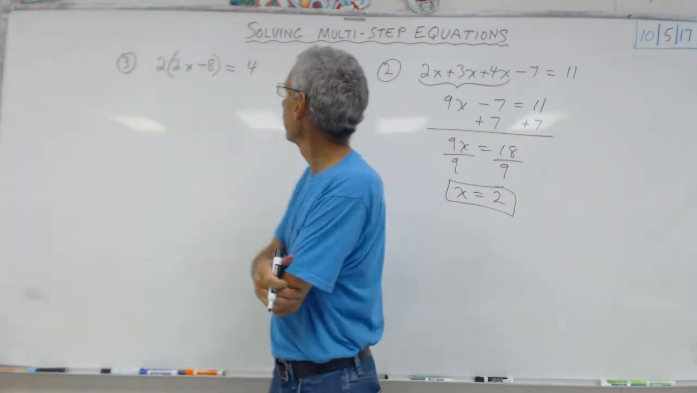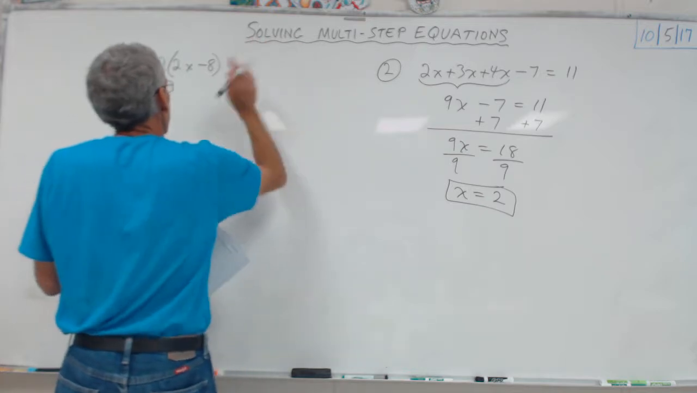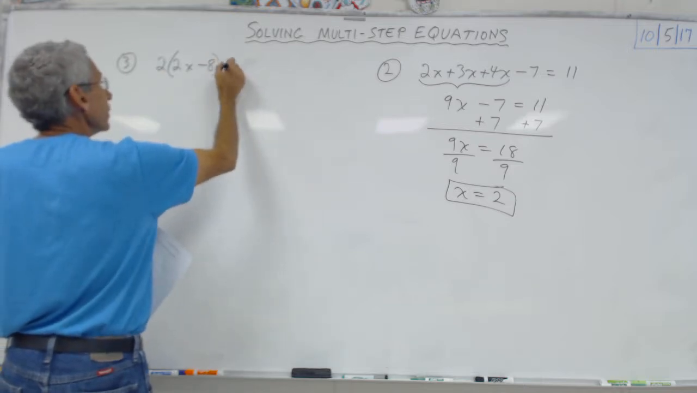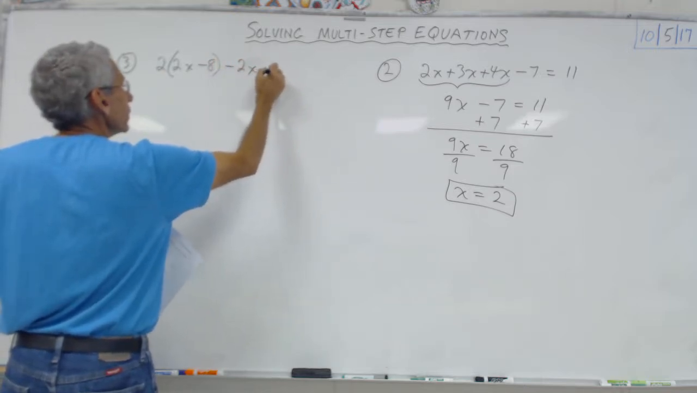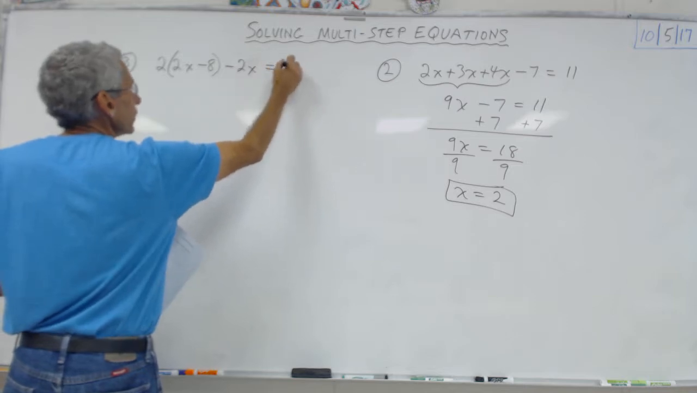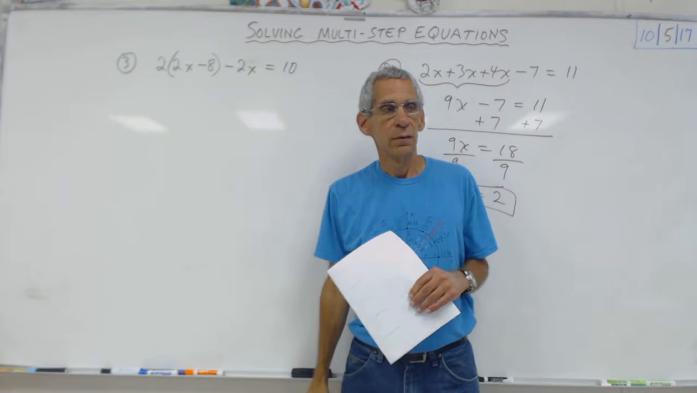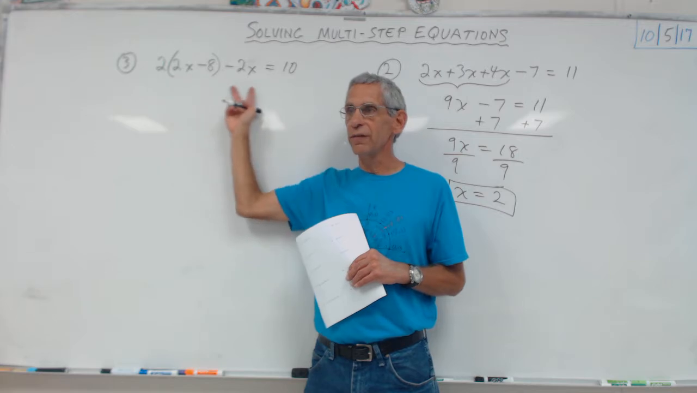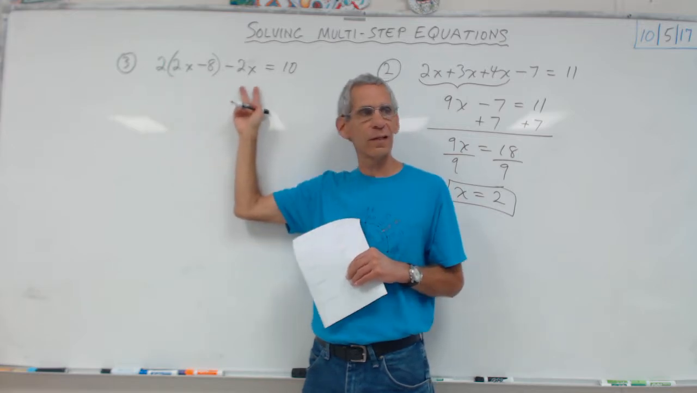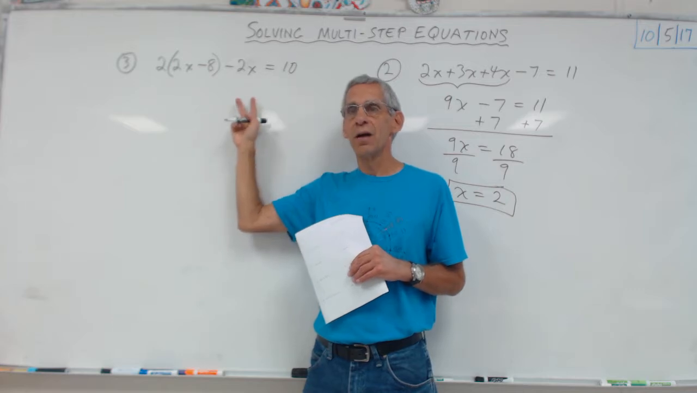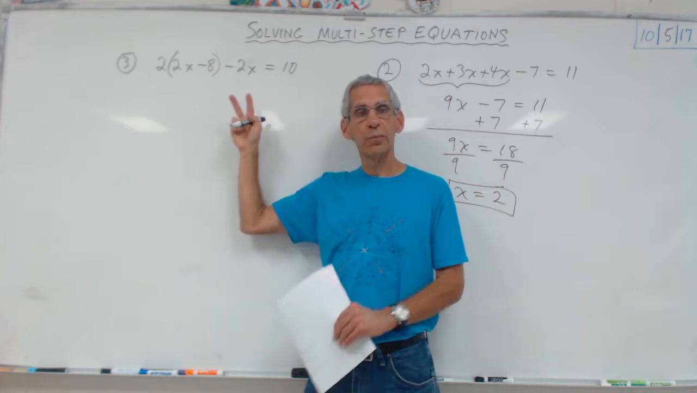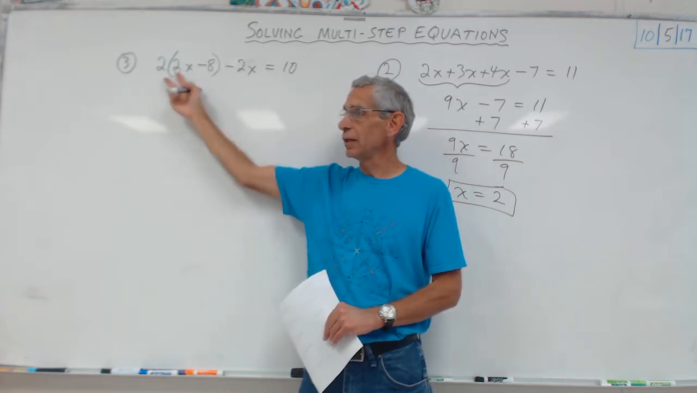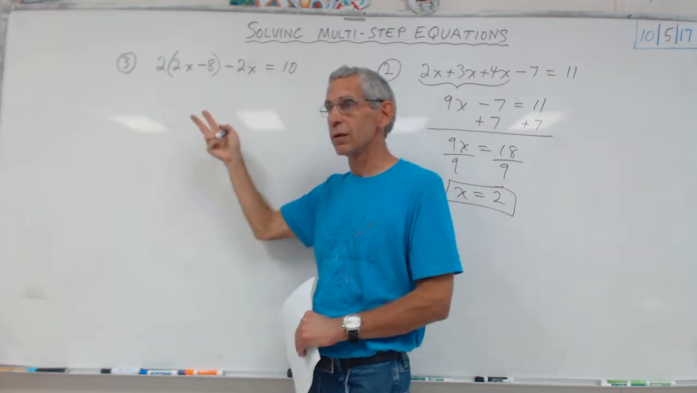Sorry, I apologize. I forgot, that's not what I meant to do. 2 parenthesis 2x minus 8, okay, we'll just do minus 2x equals 10. Why not? So we have this extra thing here. And suddenly it looks confusing because you've got the parentheses. You cannot solve an equation like this when there are still parentheses. You have to get rid of the parentheses, and usually it's using the distributive property.